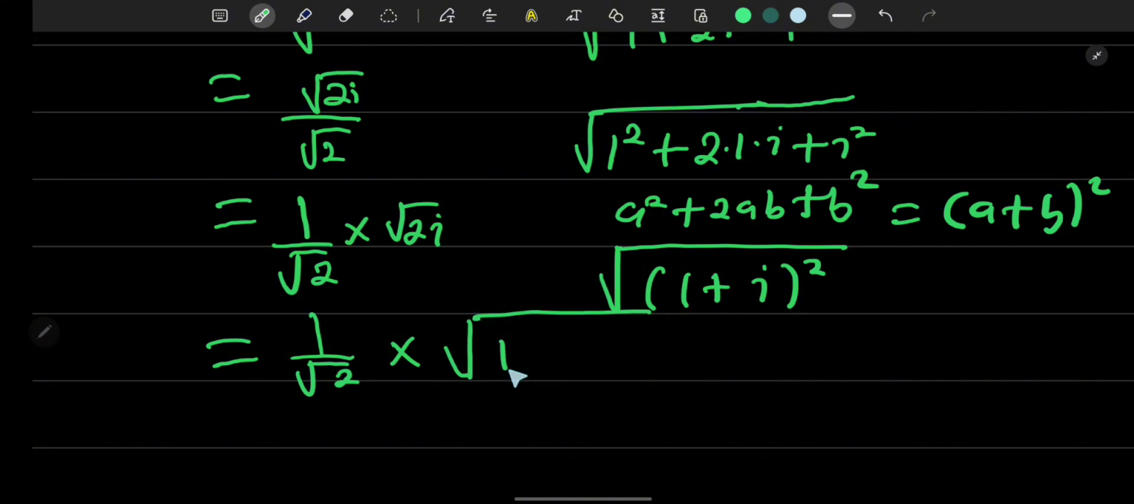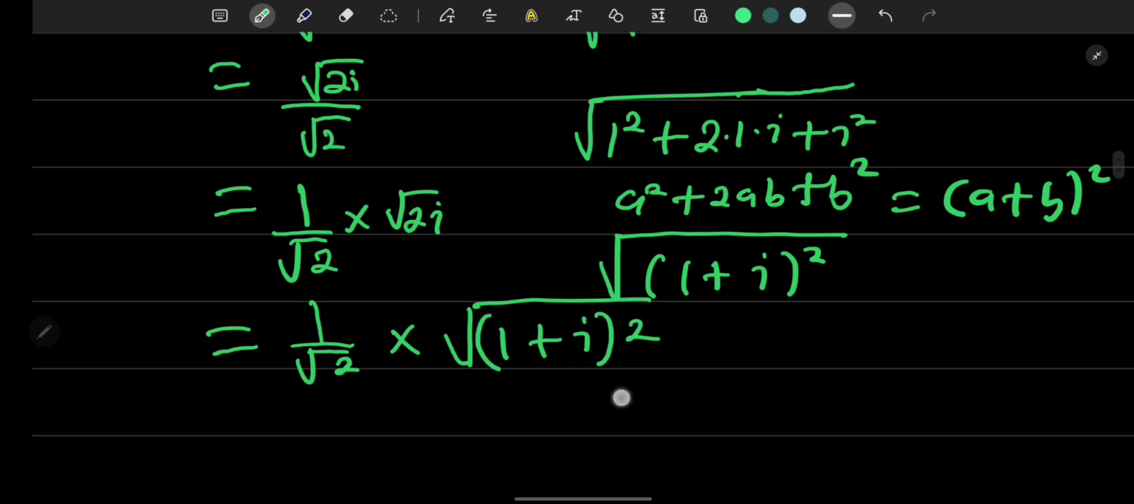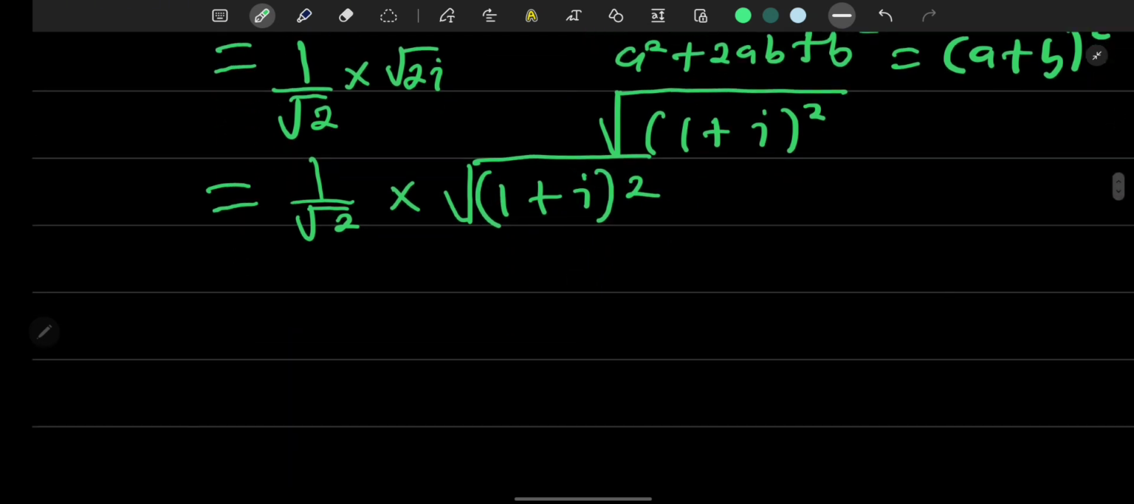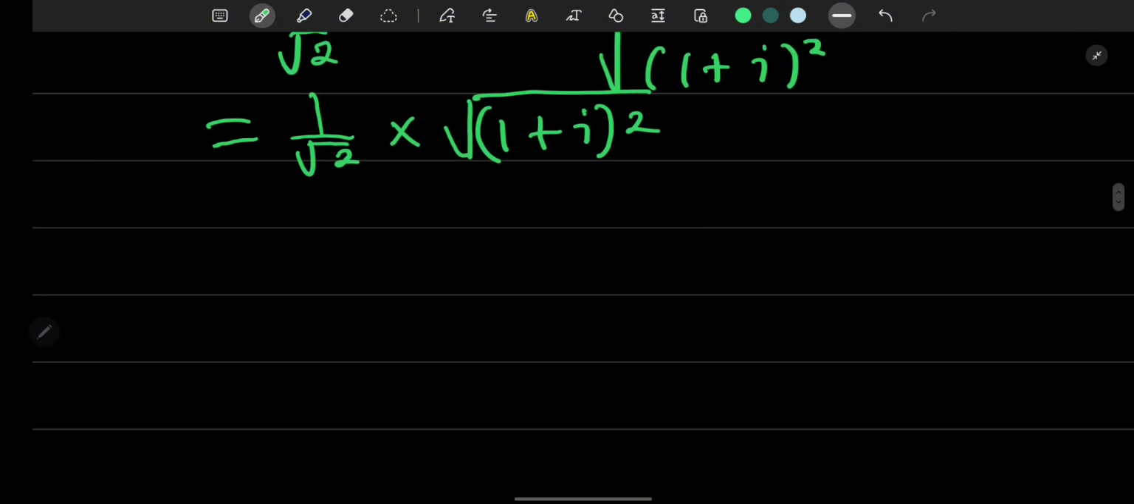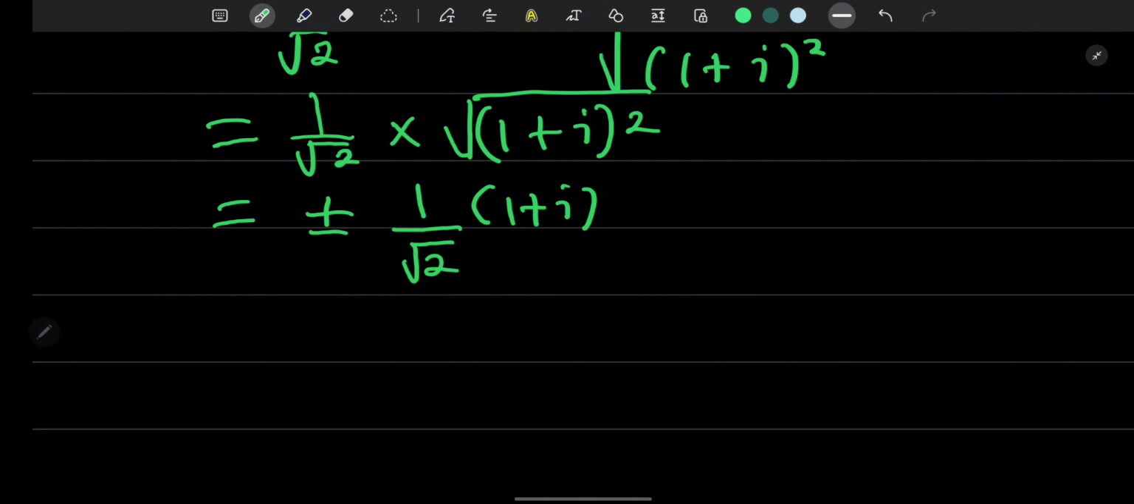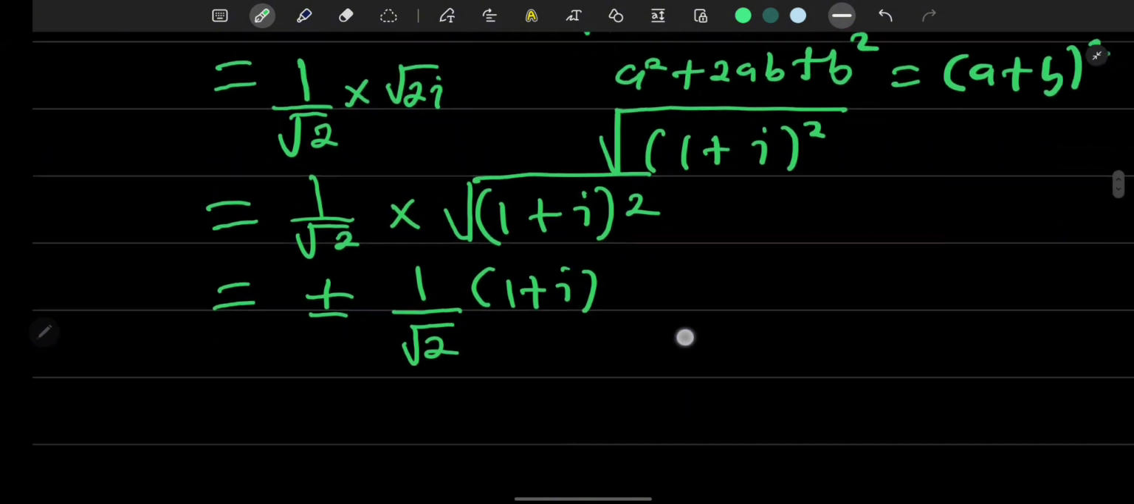We've gotten that to be (1 plus i) all squared. And now you can see the square here can actually take care of the square root. For that to happen, you must have plus or minus here. Then you have root 2 times (1 plus i). So this is the result we obtained for the first one. Let's call this the result of equation 1.